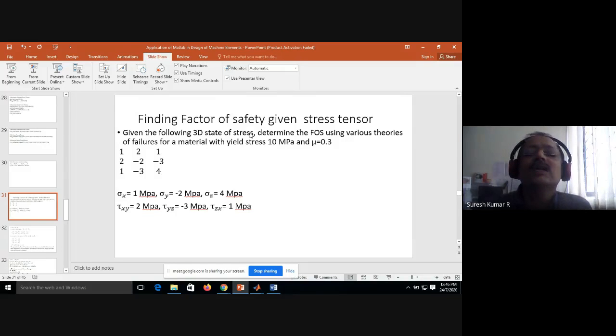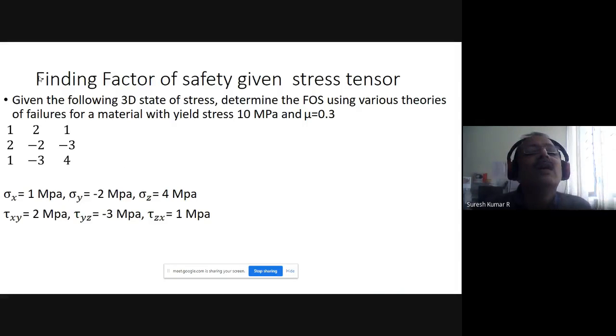And consider a second example. Given a 3D state of stress, here sigma x, sigma y, sigma z, tau xy, tau yz, tau zx. These 6 components are given, and the yield stress is given as 10 MPa, and Poisson's ratio is 0.3. You have to determine the factor of safety.